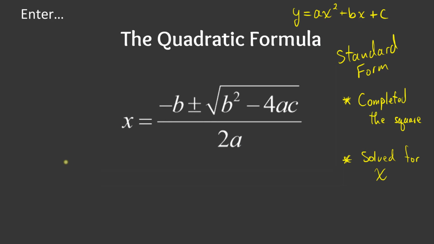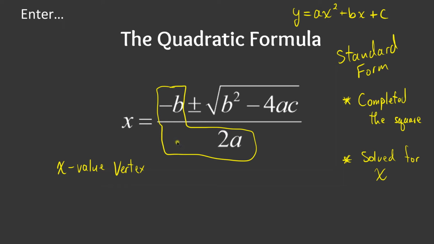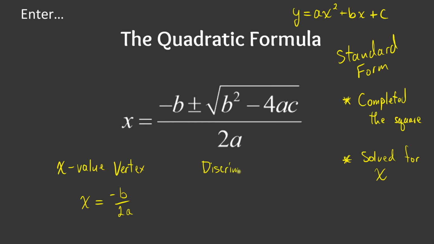I said I'd mention the discriminant in another video, but maybe I'll mention it right now. So the x value of the vertex is this portion right here. That actually gets you the x value of the vertex from standard form. That's negative b over 2a. The stuff underneath the square root is called the discriminant. That tells me how many zeros I'm going to have.